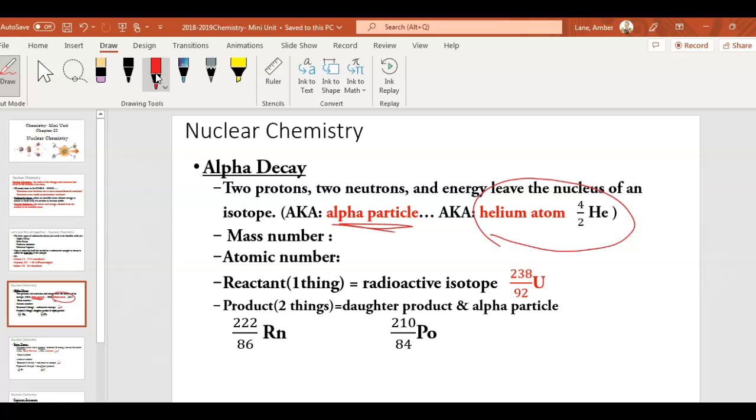That represents our mass number right here, and then this is, of course, our atomic number. So this is what happens inside of the nucleus. 2 protons, 2 neutrons leave in the form of this helium isotope. Energy leaves the nucleus, and that is going to change the original isotope's mass number and atomic number. So what happens is the mass number is going to decrease by 2.